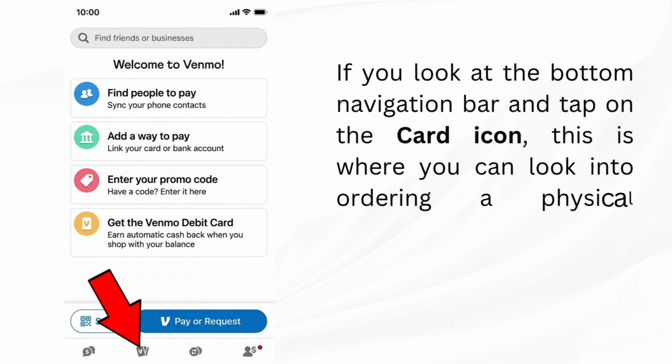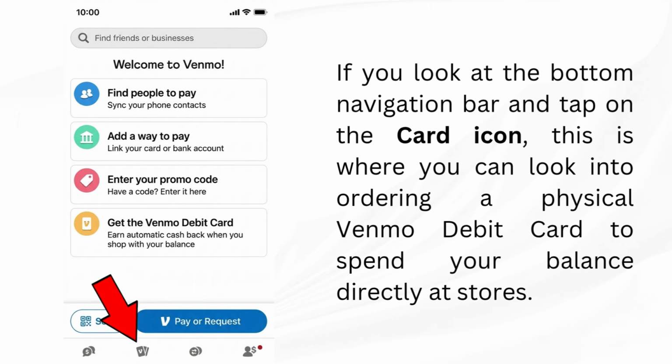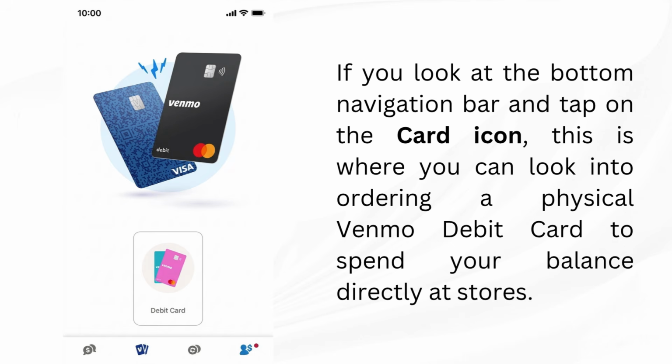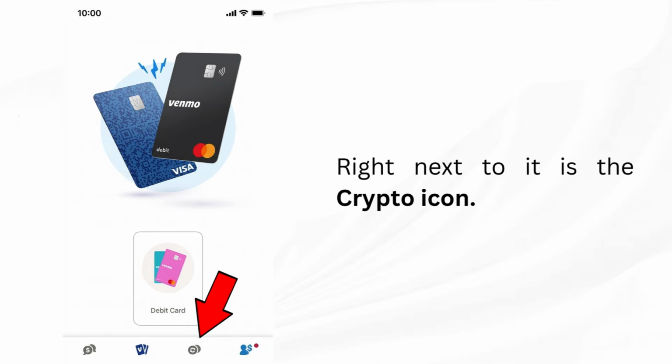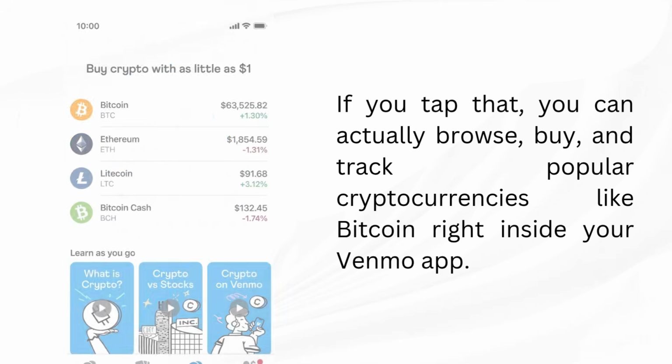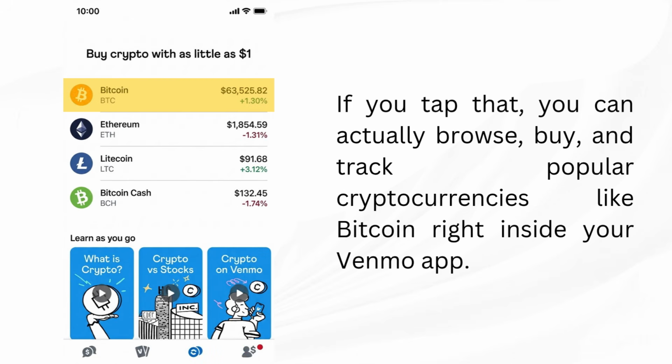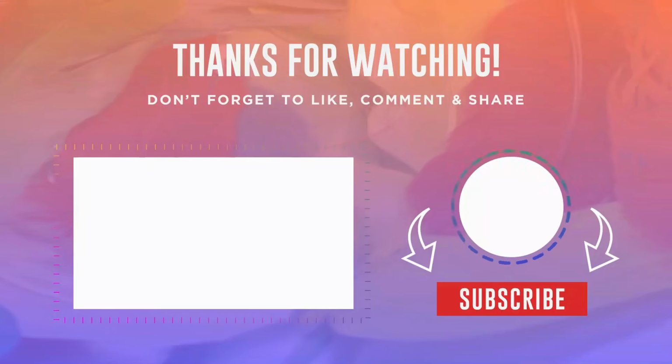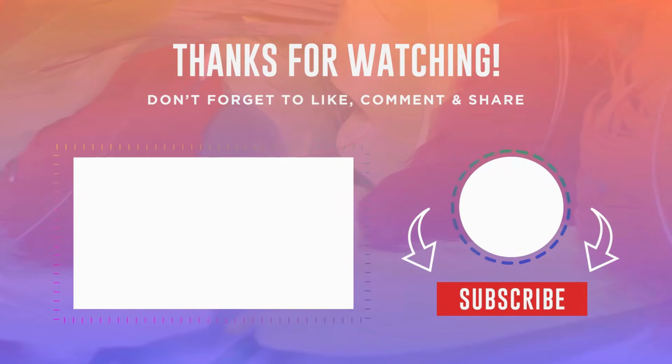If you look at the bottom navigation bar and tap on the card icon, this is where you can look into ordering a physical Venmo debit card to spend your balance directly at stores. Right next to it is the crypto icon. If you tap that, you can actually browse, buy, and track popular cryptocurrencies like Bitcoin right inside your Venmo app. And that's all there is to it. You're completely set up and ready to use Venmo.